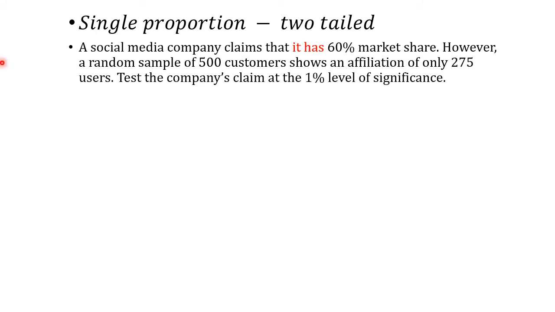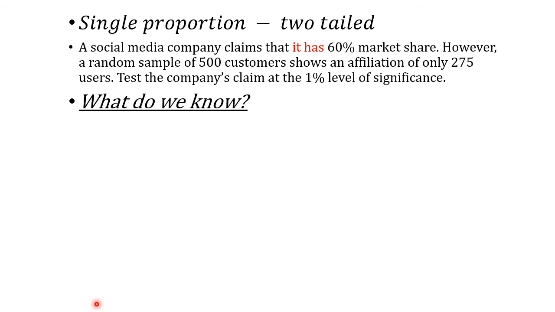We are going to do one last thing, which is looking at proportion. We'll do a single proportion two-tailed test. A social media company claims that it has, that's the giveaway there, that it is a two-tailed, it has 60% market share. However, a random sample of 500 customers shows an affiliation of only 275 users. Test the company's claim at 1% significance level.